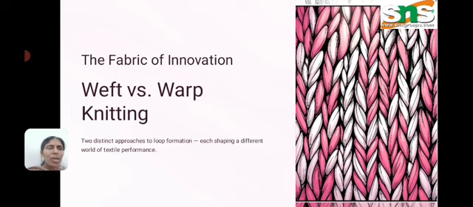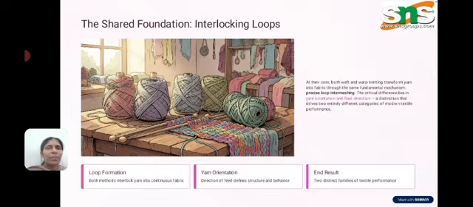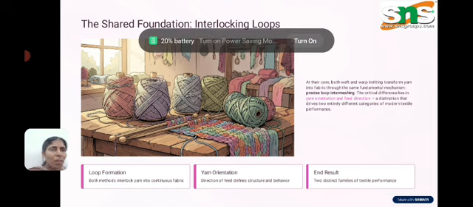First we are going to see about interlocking loops, the shared foundation. Loop formation: both methods interlock yarn into continuous fabric. Yarn orientation: direction of feed defines the structure and behavior. End result: two distinct families of textile performance.